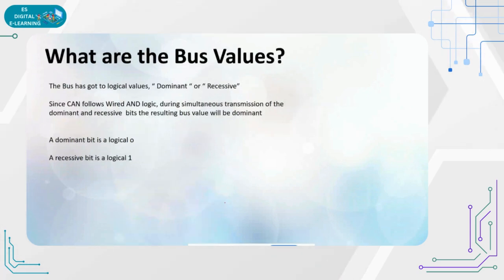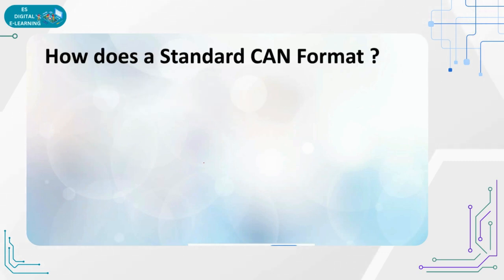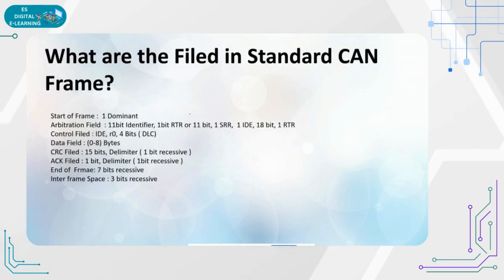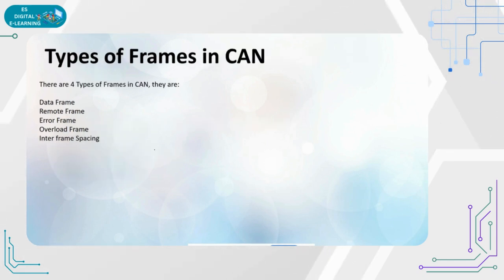So next is dominant and recessive. We know what the bus values are. What is the standard CAN frame format? You all know the frame format, whatever data frame you need to write down. What are the fields in the standard CAN frame? We have start of frame, arbitration field, control field, data field, CRC field, acknowledgement, end of frame. And types of frames: data frame, remote frame, overload frame, and error frame. These four are important.